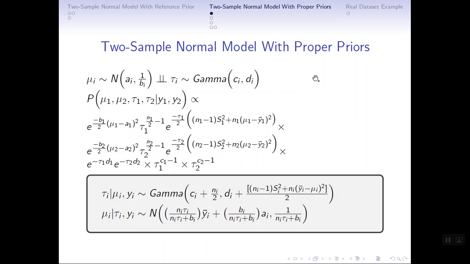And yeah, so to sample from the posterior, we need to use a Gibbs sampler. And to do that, we need to actually derive the conditionals. Okay, and the conditionals are exactly the same as the one sample, except there's two of them. And the conditional for tau given mu and the data is the gamma distribution with the following parameters. Okay, and then the conditional of mu given tau, it follows this normal distribution.